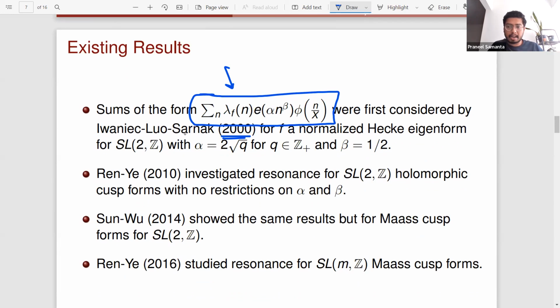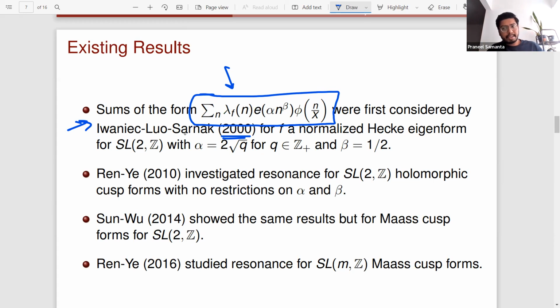Maass forms, by the way, are the non-holomorphic side of these cusp forms. So the Maass cusp forms I'll be talking about here are the non-holomorphic cusp forms. This was started in 2000 by Jutila and Motohashi, and I'm just going to talk about a few of them. Ren in 2010 studied the same thing for SL2(Z) once again, but with no restrictions on alpha and beta. Sun in 2014 did the same thing for Maass cusp forms.